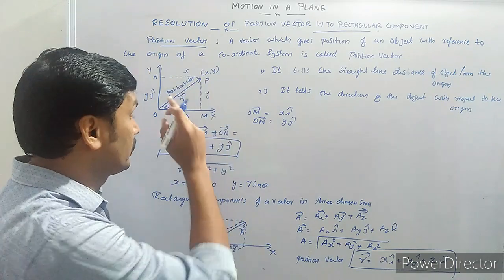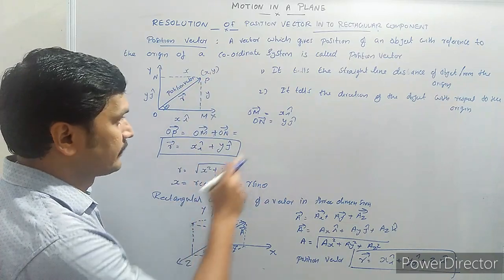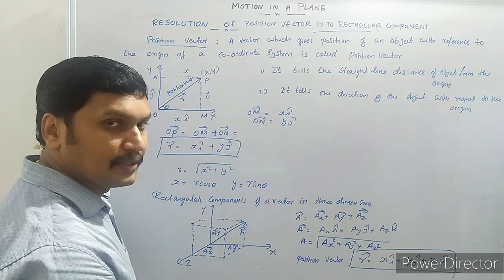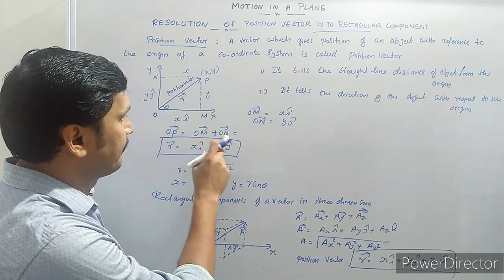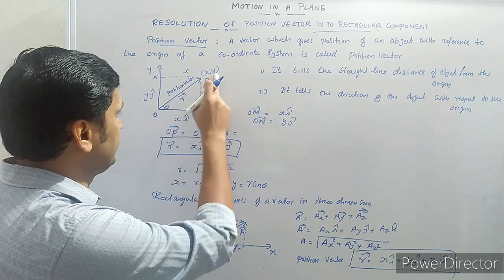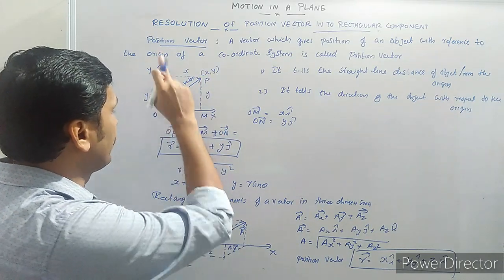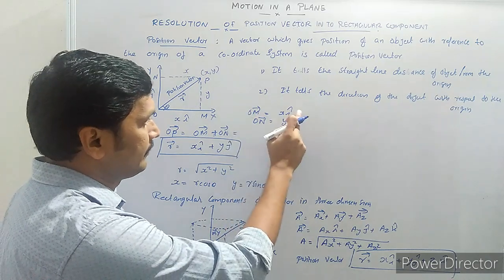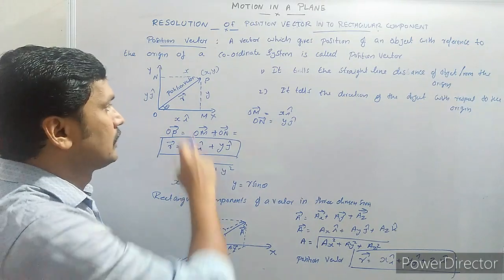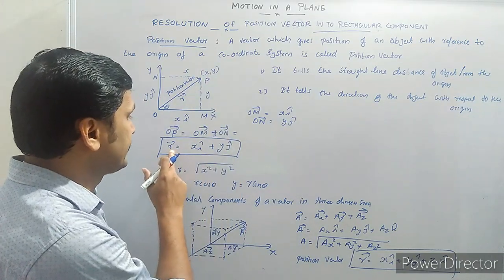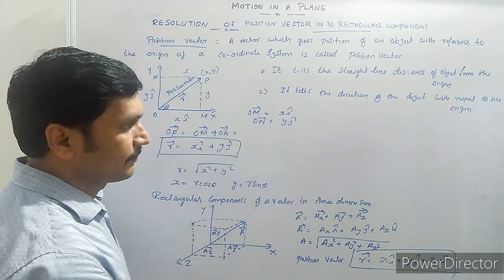Now, by the resolution of vector, we can write vector r in terms of vectors xi and yj. By the parallelogram law of vector addition, we know that OP is equal to OM plus ON. Vector OP is equal to vector OM plus vector ON. But you know that vector OM is xi and vector ON is equal to yj. So the position vector can be written as r is equal to xi plus yj.